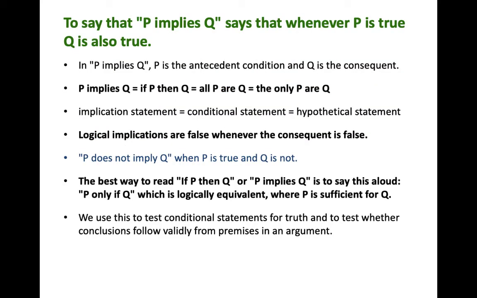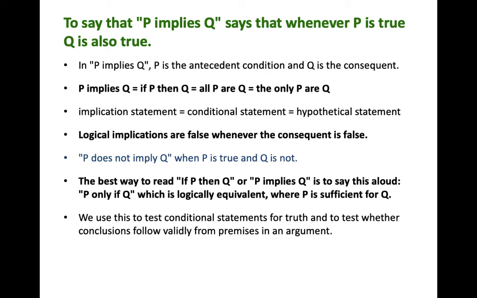Summarizing here, a lot of logic here. Again, I just want you to be familiar with these terms. Never going to ask you whether a claim implies another claim. That's what we do in logic, although it's a very powerful tool, and that's the point. In science, we need to use it. To say that P implies Q says that whenever P is true, Q is also true. In the claim P implies Q, P is the antecedent condition and Q is the consequent.